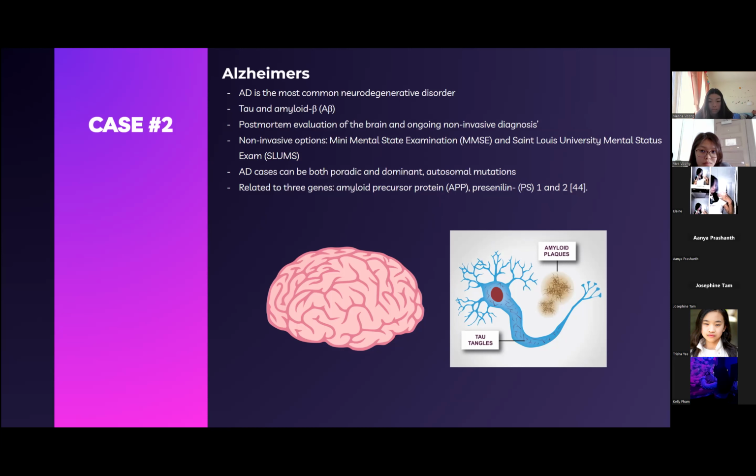University Mental Status exam. So AD can be both sporadic or occur through dominant autosomal mutations, meaning that they get passed from parent to offspring through the 22 chromosomes that are not the sex chromosomes. When it is hereditary, three genes are related to the cause of this disease: the amyloid precursor protein, which makes amyloid, and presenilin 1 and 2, which hinder the ability of the body to digest the amyloid.